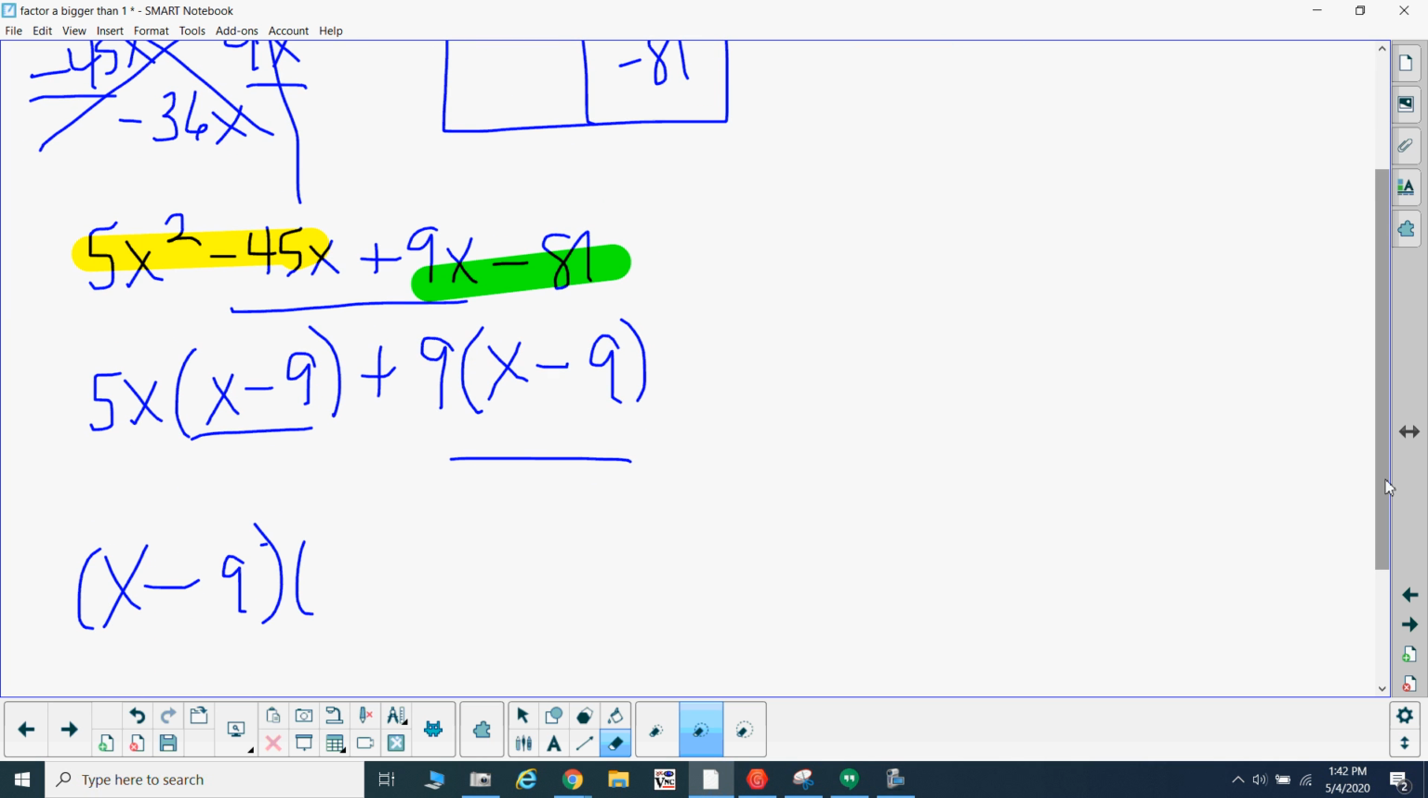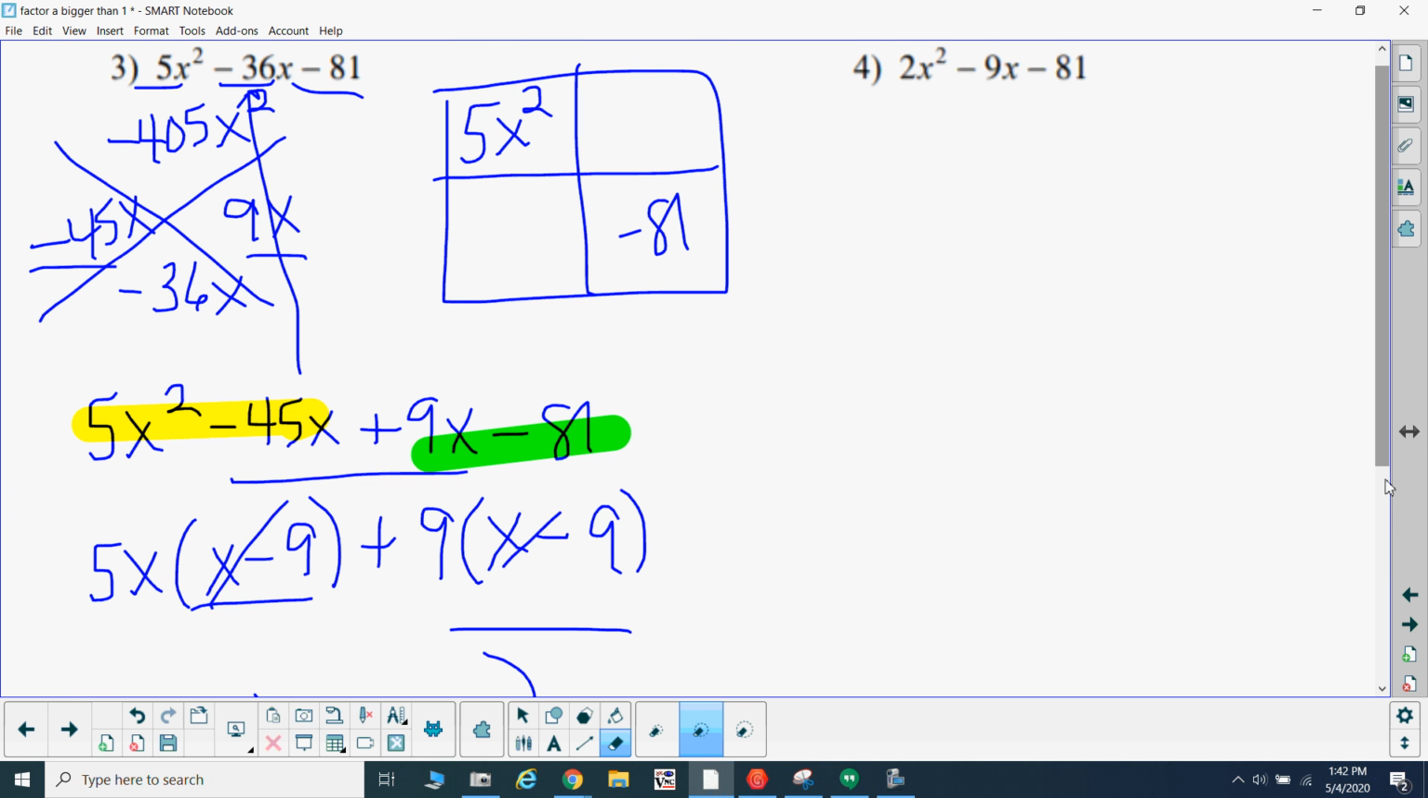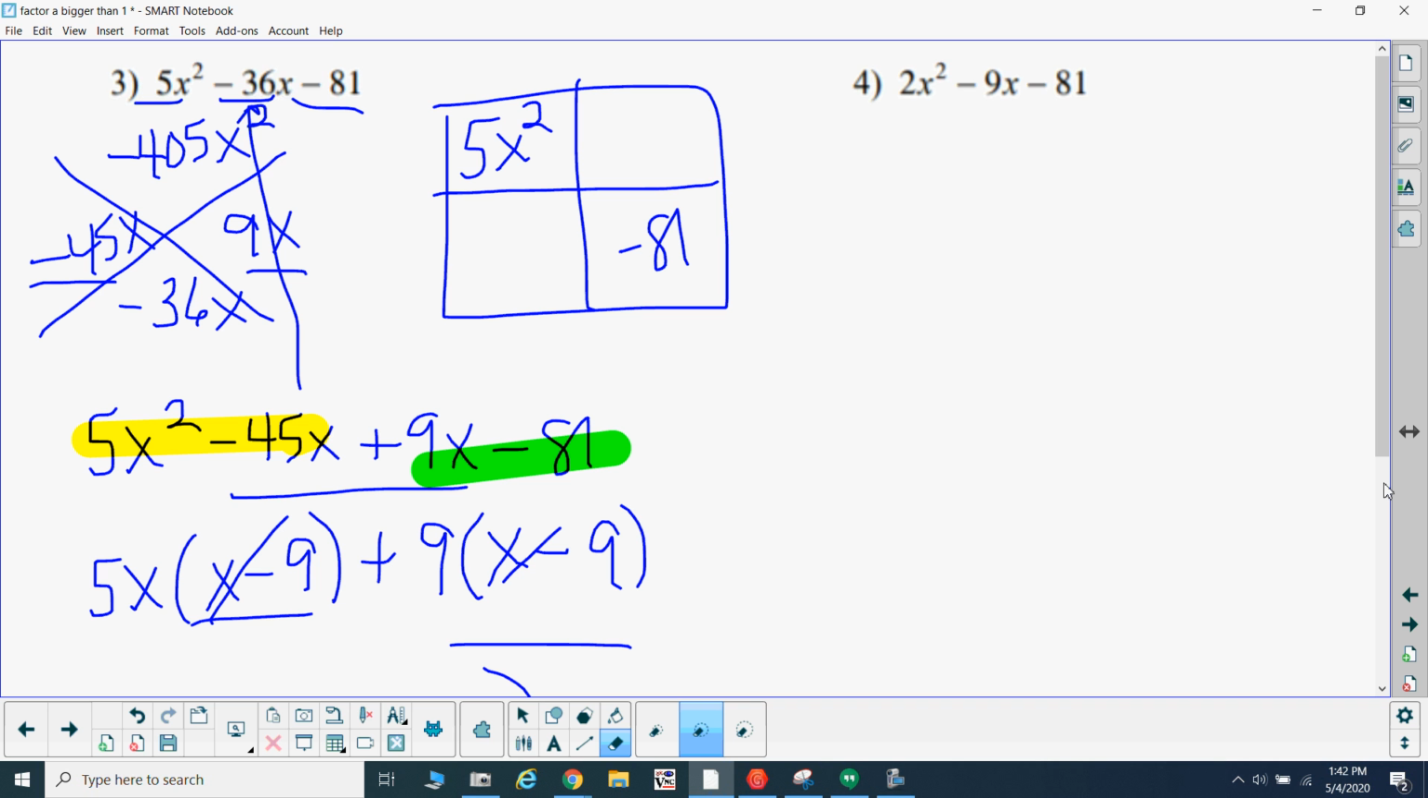And then what do I have left if I factor that out? Well, I have this 5x plus 9. So those are my two factors. If we want to do it this way, we put a negative 45x here and a 9x there, and I'm looking for common factors one way or the other.